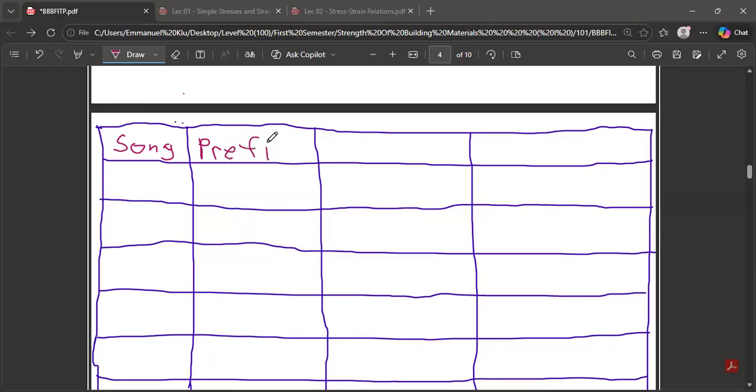And this is the preface. Also, this is our symbols. And this becomes our multiplication factor as usual. So this is the multiplication factor.